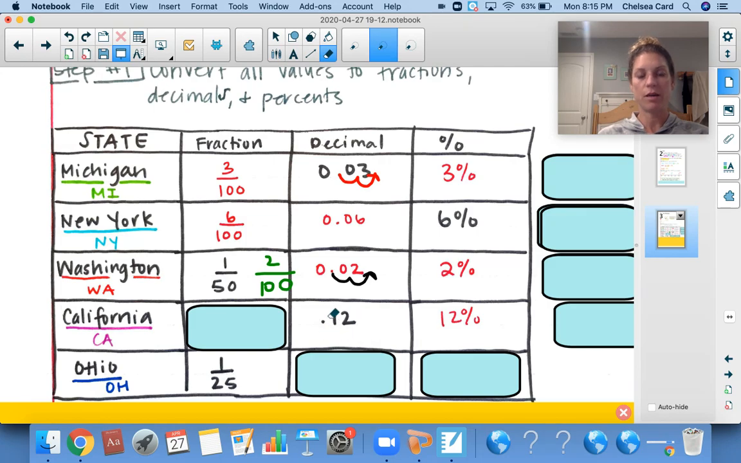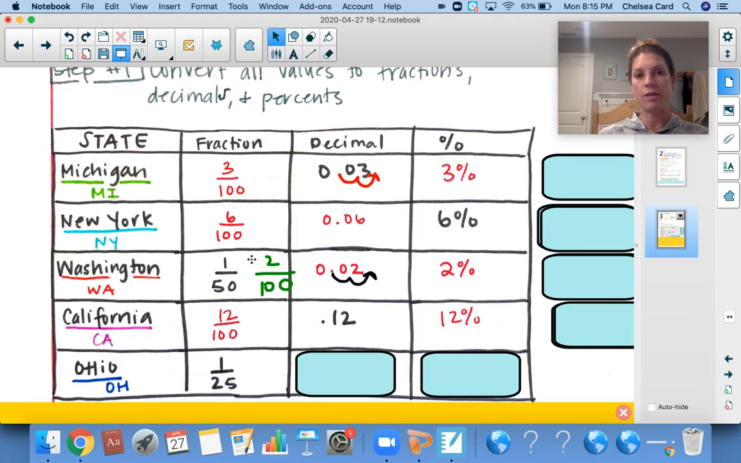12 hundredths here reads as a fraction, which is just 12 over 100. And if you want to go through and reduce that, of course you can. You can divide those both by 4. But remember, one of the things that we want to do is keep this all the same.